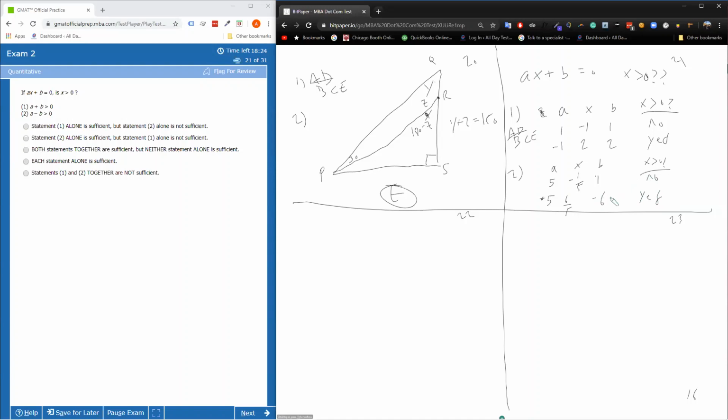Together, I can reuse this example here. So I could add these two equations to say what, just a is greater than 0. That's all I know about them together. But we don't really know anything about b.